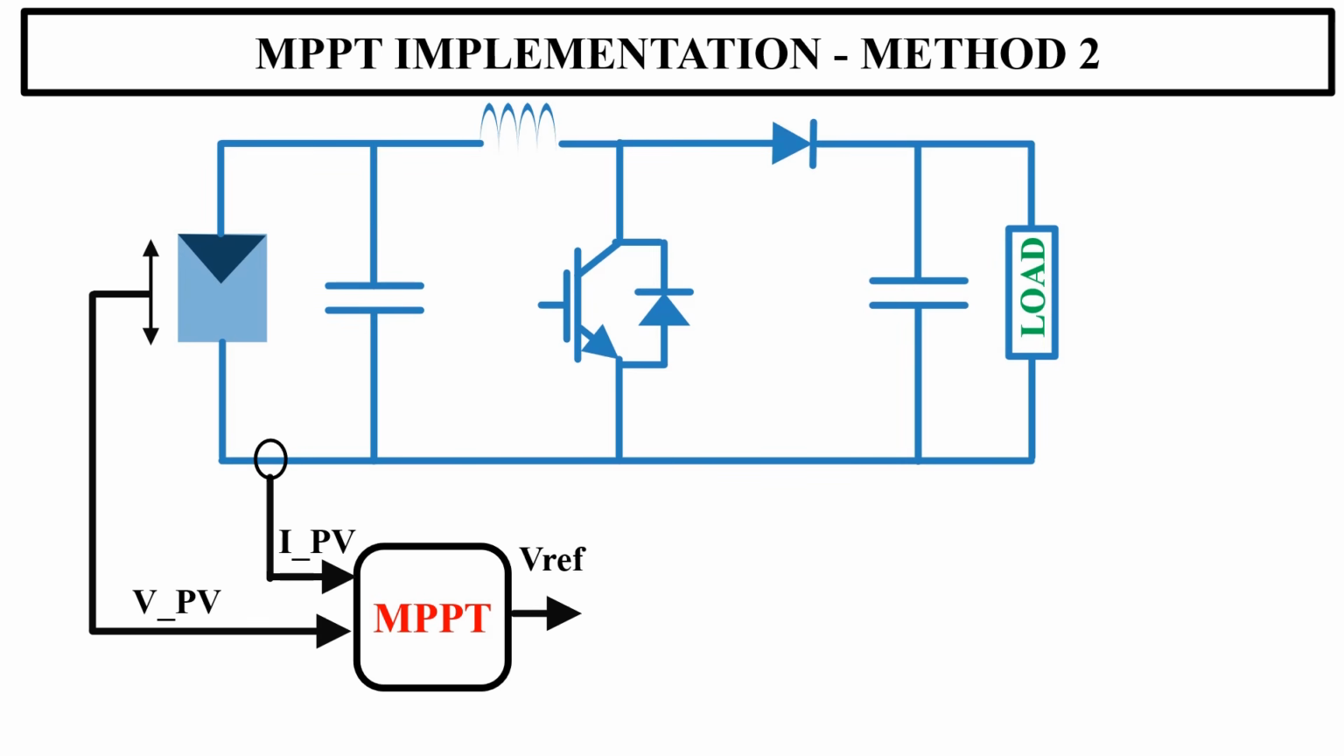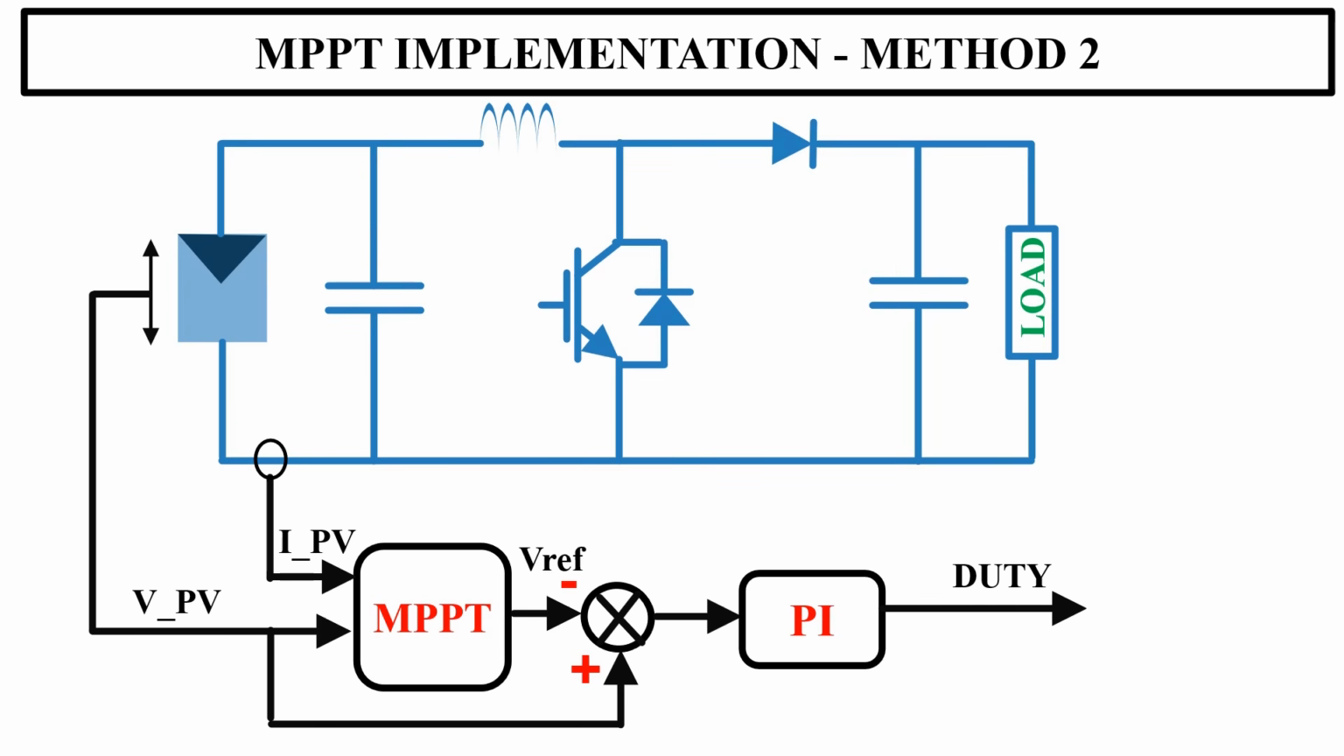In the second method, similar to the previous method, first we sense voltage and current and implement the MPPT. But here, instead of duty ratio, we get a reference voltage as the output. This reference voltage is compared with the actual PV voltage to find the error. This error is then fed to a PI controller.